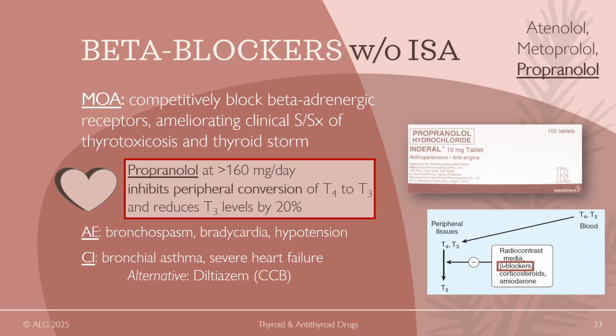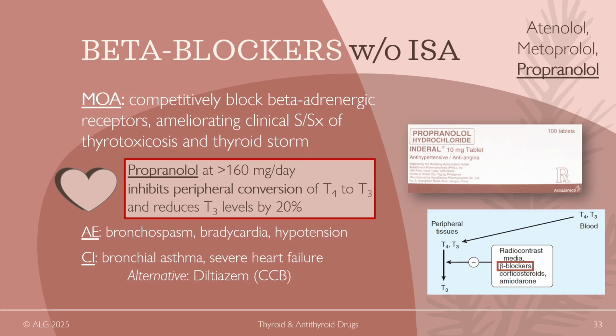Beta blockers are not major antithyroid drugs, but they're considered as effective adjuncts in the acute management of thyrotoxicosis and thyroid storm. Specifically, beta blockers without intrinsic sympathomimetic activity, such as atenolol, metoprolol, and propranolol, can be used to control the tachycardia, hypertension, and atrial fibrillation. Propranolol can be given at 20 to 40 mg every 6 hours.